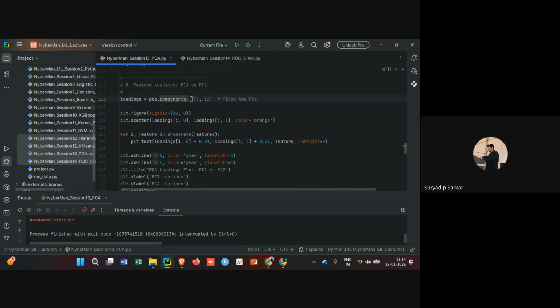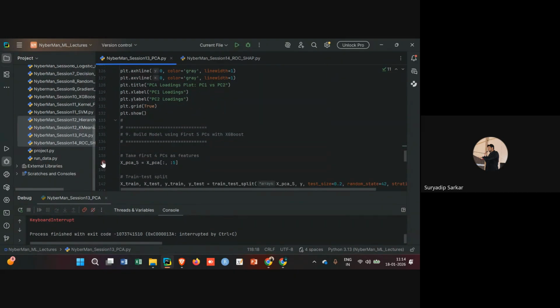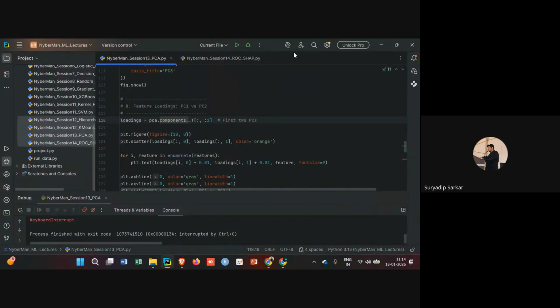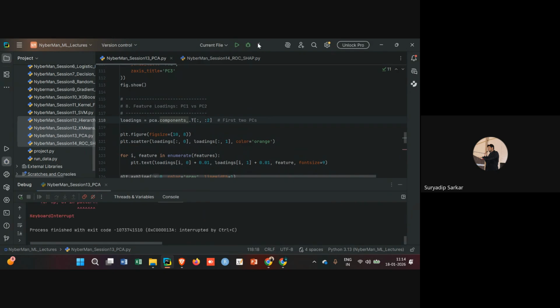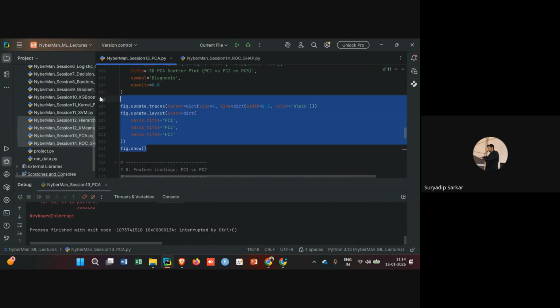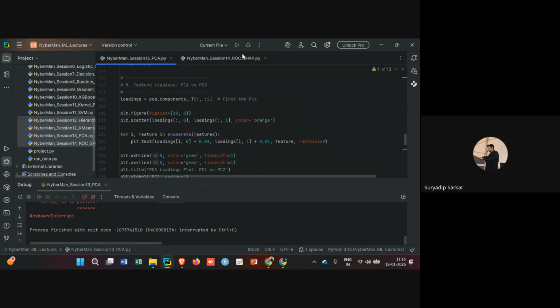We have to first do a transpose of it, and then we can take the first two columns. Then only will we get the loadings. If I show you guys here, let me put a breakpoint somewhere here and then hit debug. Okay, no, let me stop this. Let us actually comment out the 3D plot as well, otherwise it will take a lot of time. We don't want that. And now let me hit debug.